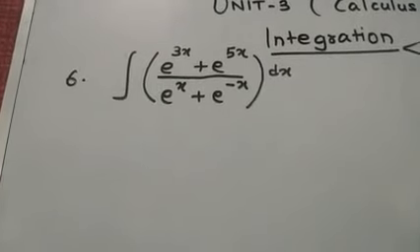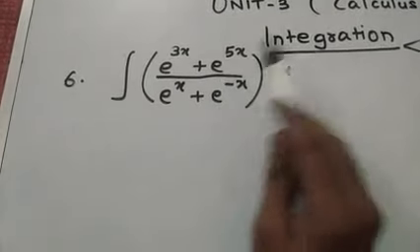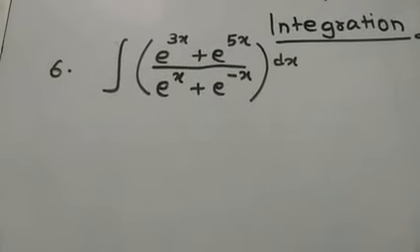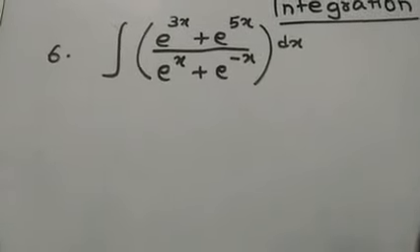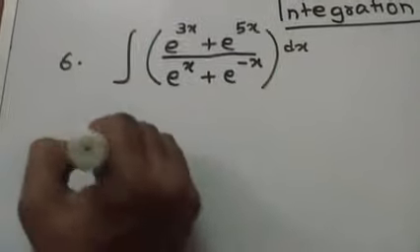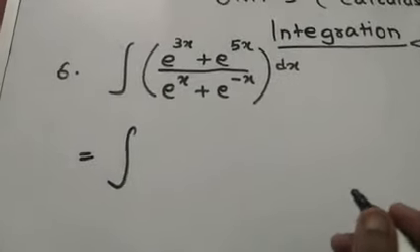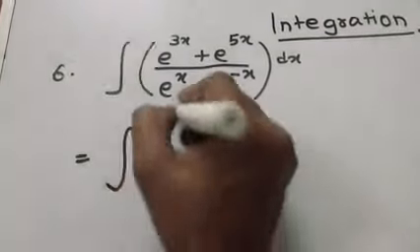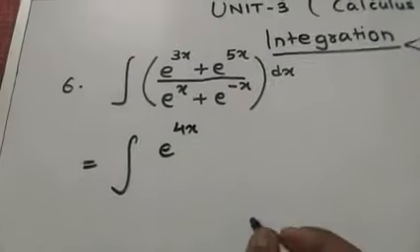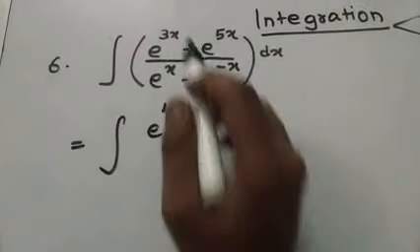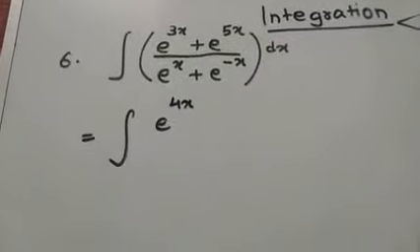Here 3x and 5x. So from here we will do a small adjustment in the numerator. Now see how to adjustment. From the numerator, take common e to the power 4x. Now you will say why 4x? Simple, the average of 3 and 5.